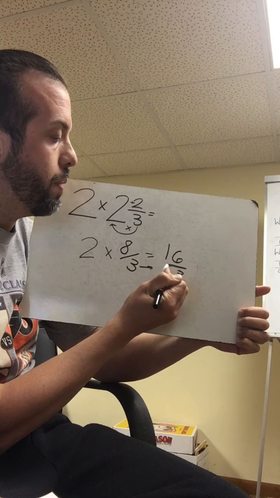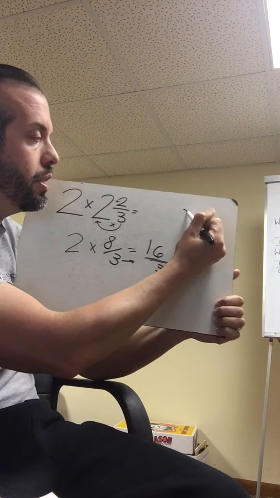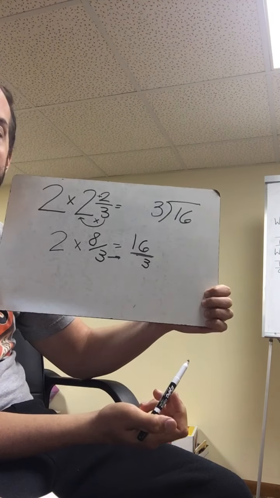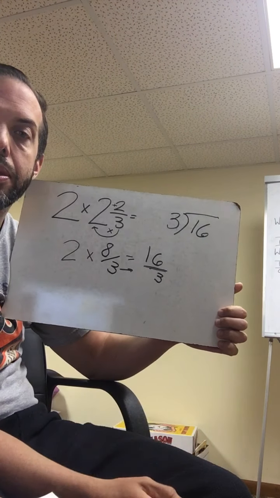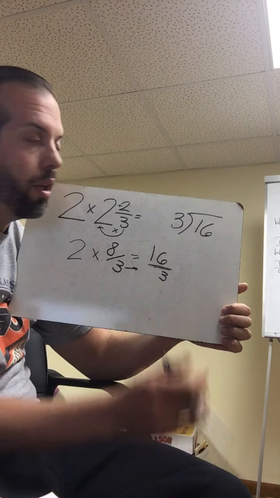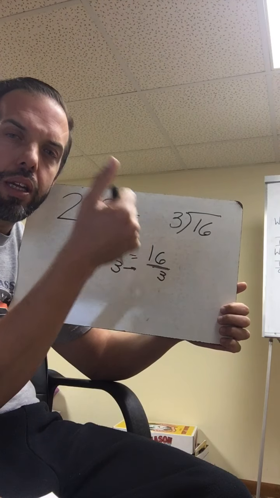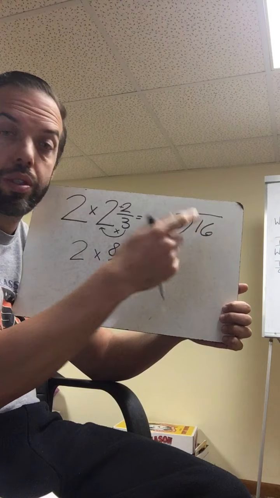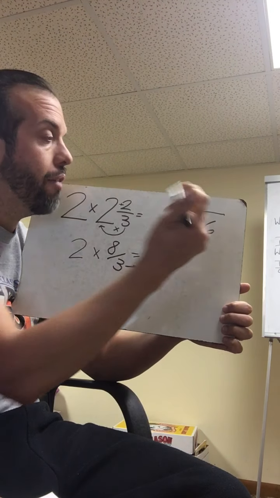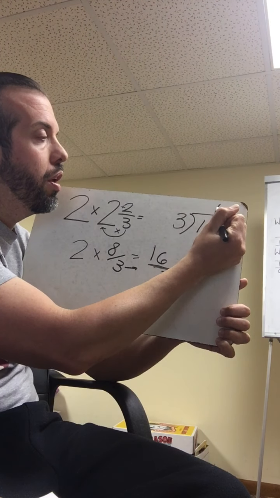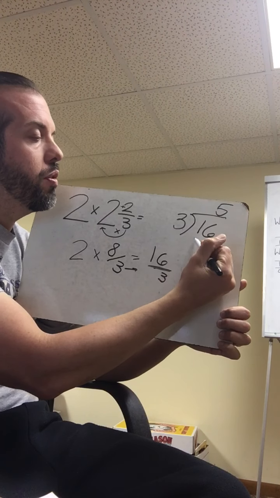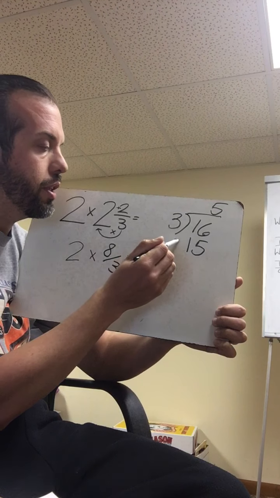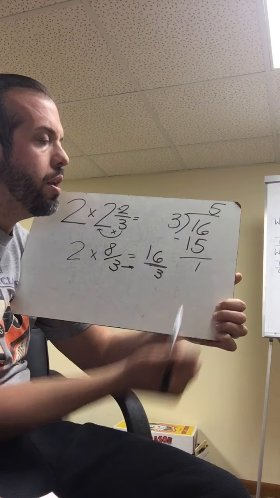Divide. That's what this line means. Okay? 16 divided by 3. 3 goes into 16 how many times? So I'm thinking 3, 6, 9, 12, 15. That's really close. How many fingers am I holding up? 5. 5 times 3 is 15. Subtract, 16 minus 15 is 1.